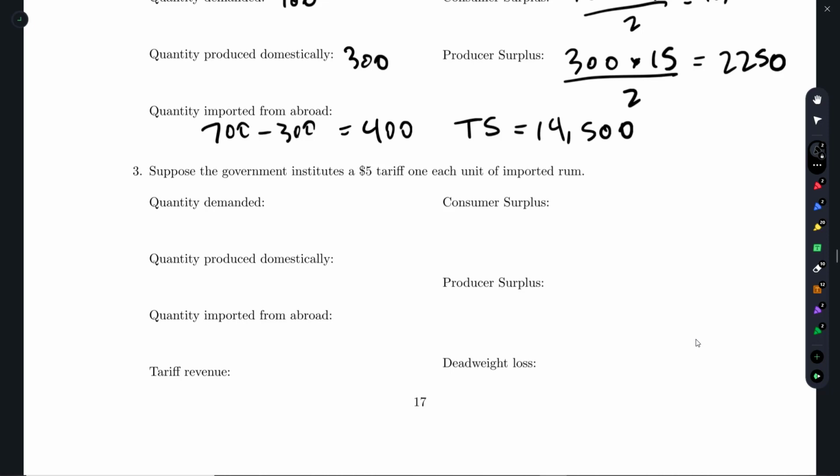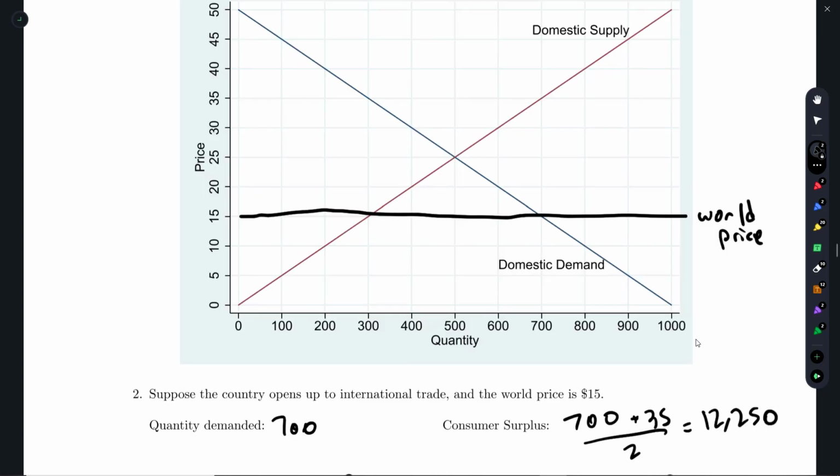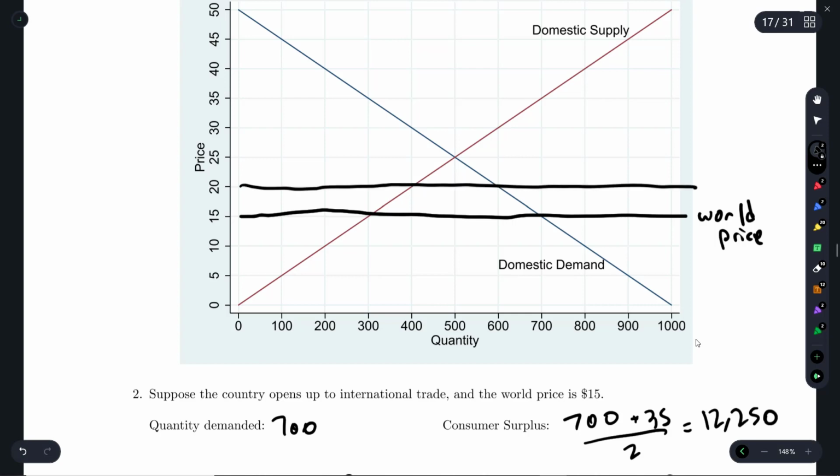The last thing we're going to do is see what happens when we put a $5 tariff on each unit imported. I went ahead and erased all of our annotations other than the world price. When we add the $5 tariff, we need to draw a new horizontal line across the graph at 20 because we are adding 5 to the world price. Now we can go ahead and figure out our quantity demanded, which is now going to be 600. Quantity supplied is now going to be 400.